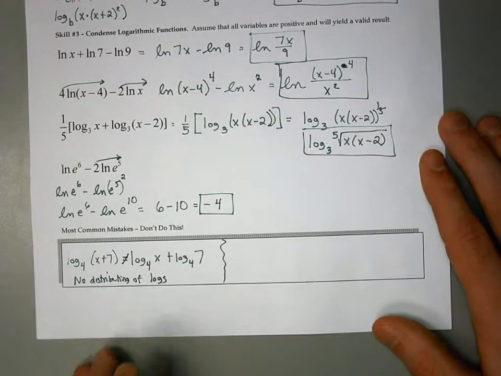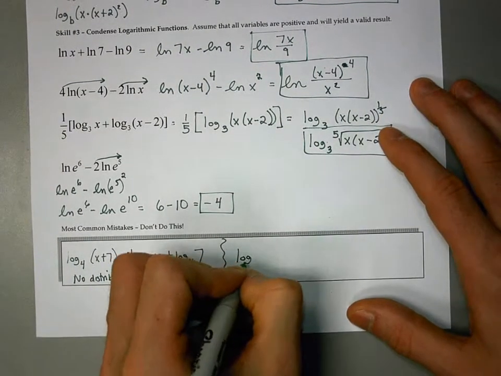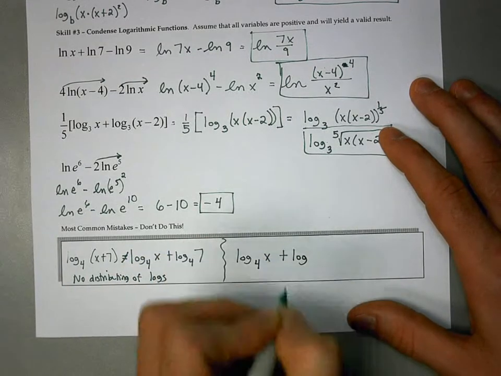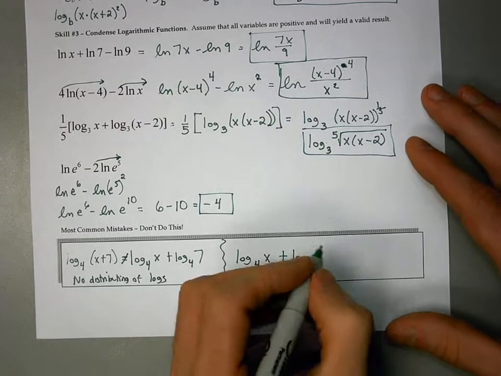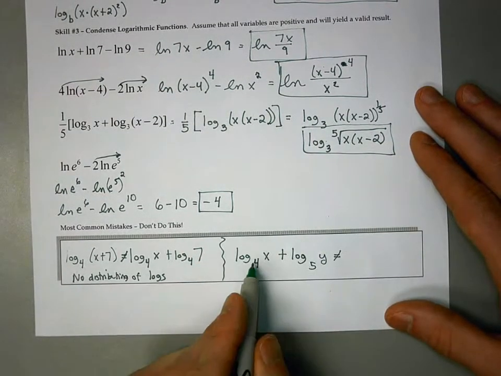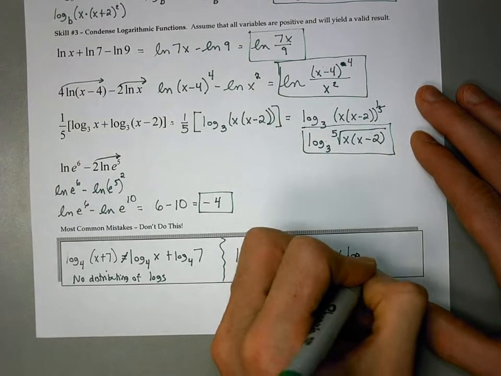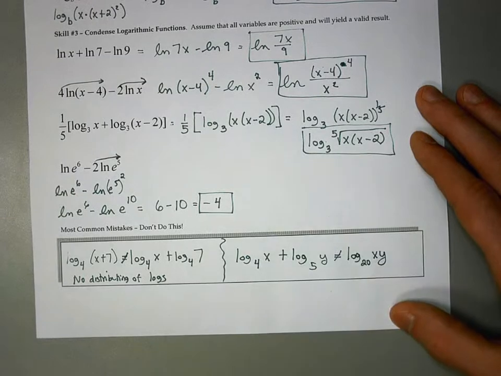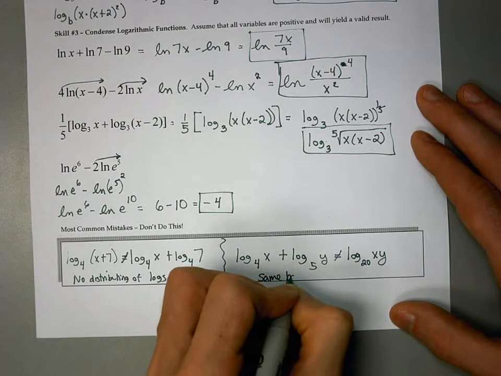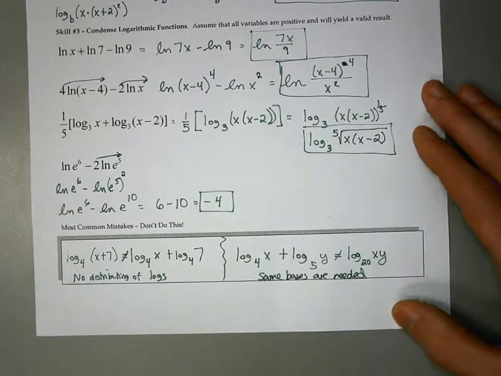The second thing that I see a mistake made on is not checking bases. In order for me to do any of these properties, the quotient or the product property, I need to have the same bases. So here, log base 4 of x plus log base 5 of y is not log base 20 of xy. The same bases are needed if you are going to apply those.